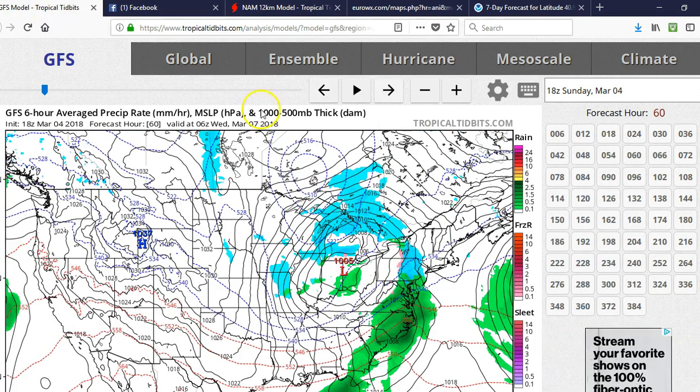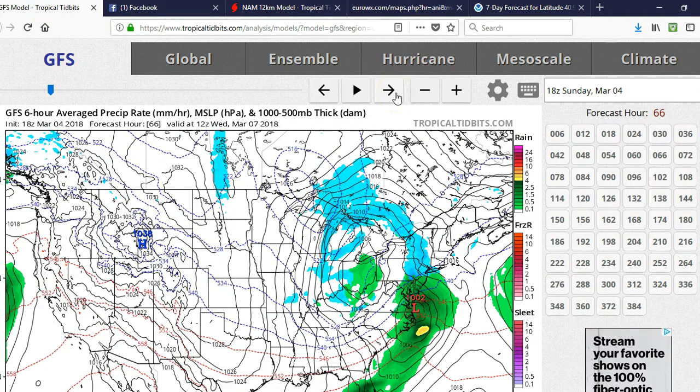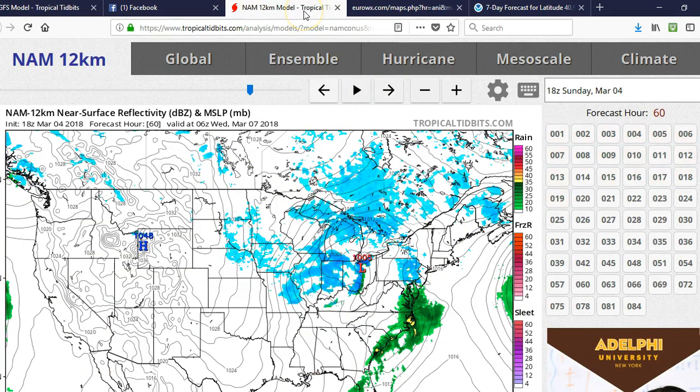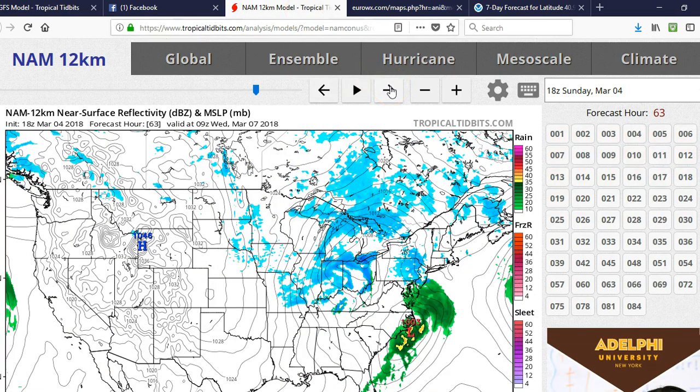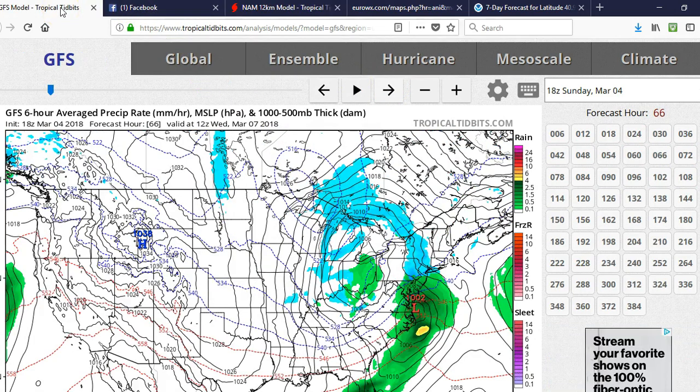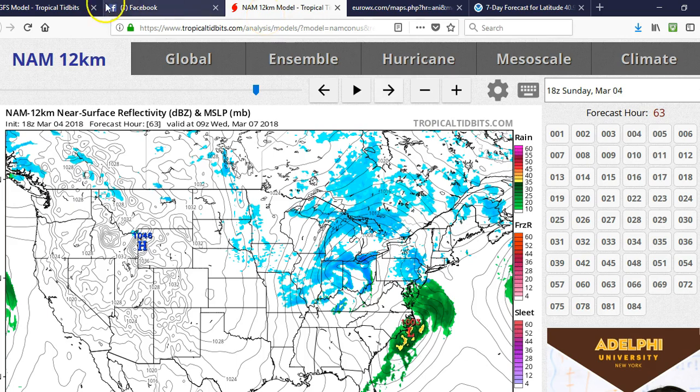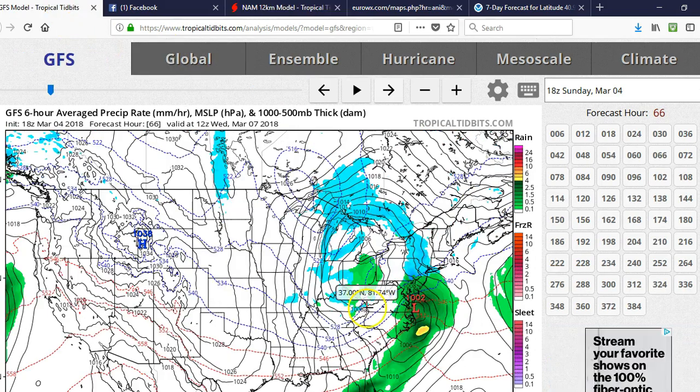So if we look at the GFS first off, here's our surface low. Look where it reforms. It reforms off the coast of Virginia. And the NAM has it reforming off the coast of North Carolina, much further south. So that's one difference already. And also pay attention to the millibar numbers. We have 1,003 here, 1,002. Watch as the storm is going to strengthen.